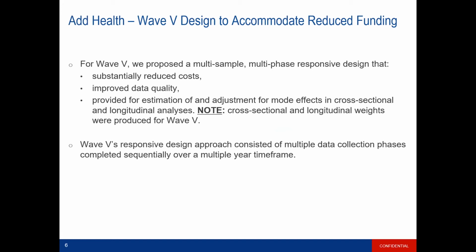What did we do? Well, for wave 5, we proposed a multi-sample, multi-phase responsive design, and the result of this was reduced costs, improved data quality, and provided for estimation of and adjustment for mode effects in cross-sectional and longitudinal analysis. Kathy's presentation, which I hadn't seen before, already talked about this, but I put a little note in here that both cross-sectional and longitudinal weights were produced for wave 5. And wave 5's responsive design approach consisted of multiple data collection phases completed sequentially over a multiple year time frame.